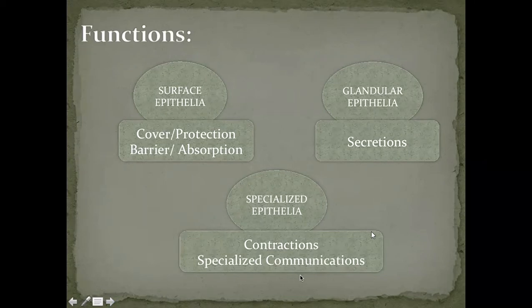Contractions, for example, the myoepithelium in the breast lining. Specialized communication from the tongue up to the brain so that you can sense the type of taste. So these are lined by your epithelium.